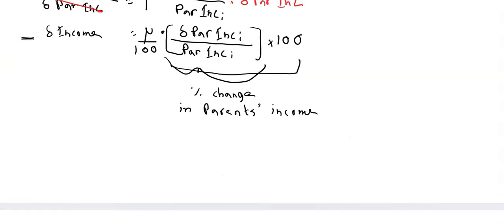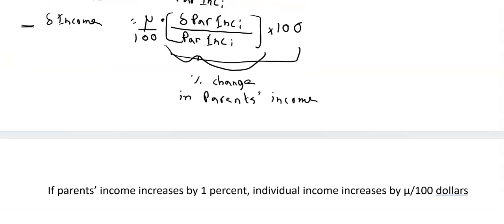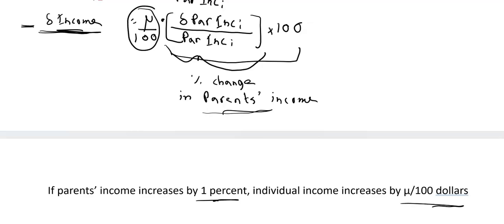So if I were to write it out, if parent's income increases by 1%, because this change in parent's income we have here as 1%, but income here is not in percent, it's just in change form. So we will say individual income increases by the coefficient over 100, mu over 100. Now, in our example above, we said mu was equal to 3. So in that case, if parent's income increases by 1%, individual income would increase by 3 over 100, or $0.03.